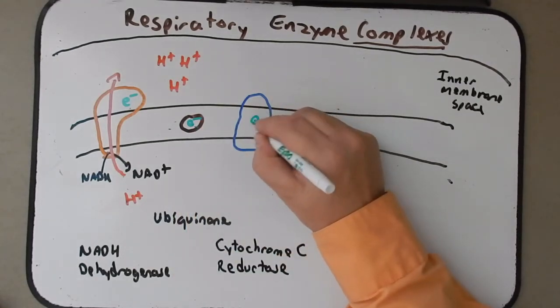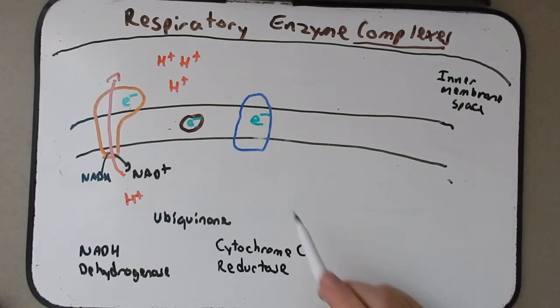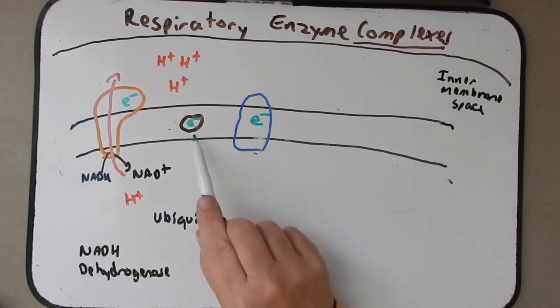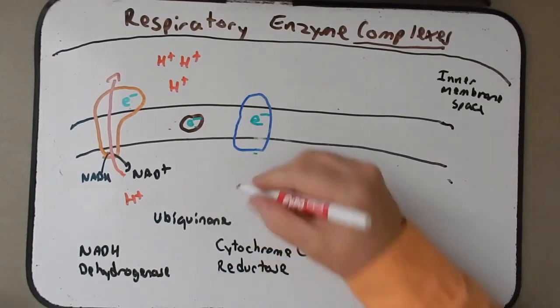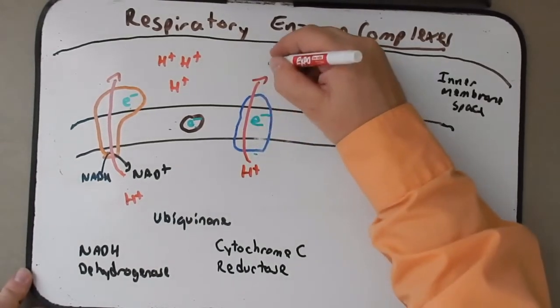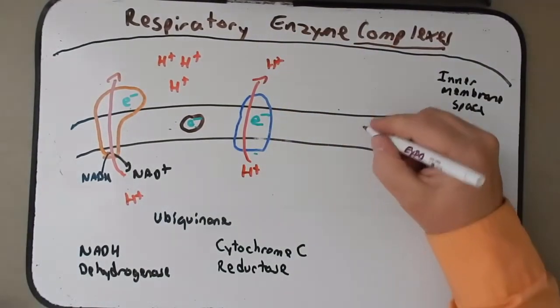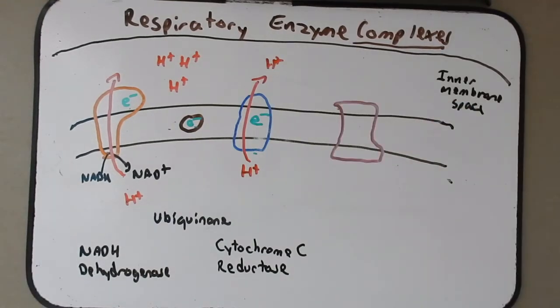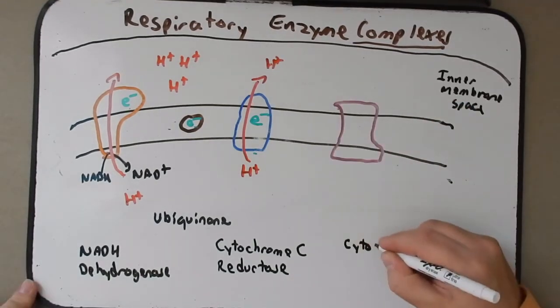So now cytochrome C has them. And I would suspect you could guess, why does cytochrome C get these electrons? It's because it has a higher affinity for electrons than ubiquinone. And during this process, we get another proton coming across the membrane. Now we have a third complex, and it's called cytochrome C oxidase.